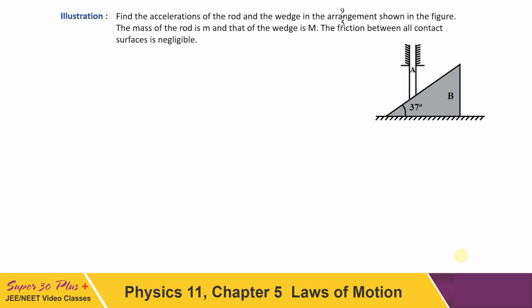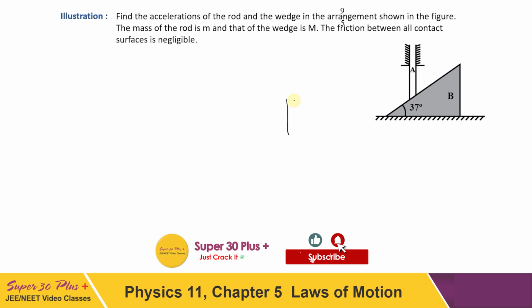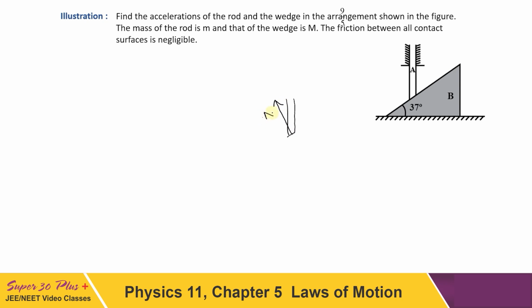First, let us draw the FBD for the wedge and the rod. First, I am writing for the rod. What forces are acting on it? It has a normal. Do remember that the normal has to be perpendicular to the surface of contact, and this is the surface of contact, which is the incline. So with the vertical also this normal will be having an angle that is equal to, if I take this angle as alpha, 37 degrees. The other force is mg in the downward direction. No other force, as you can see, is acting on the rod.